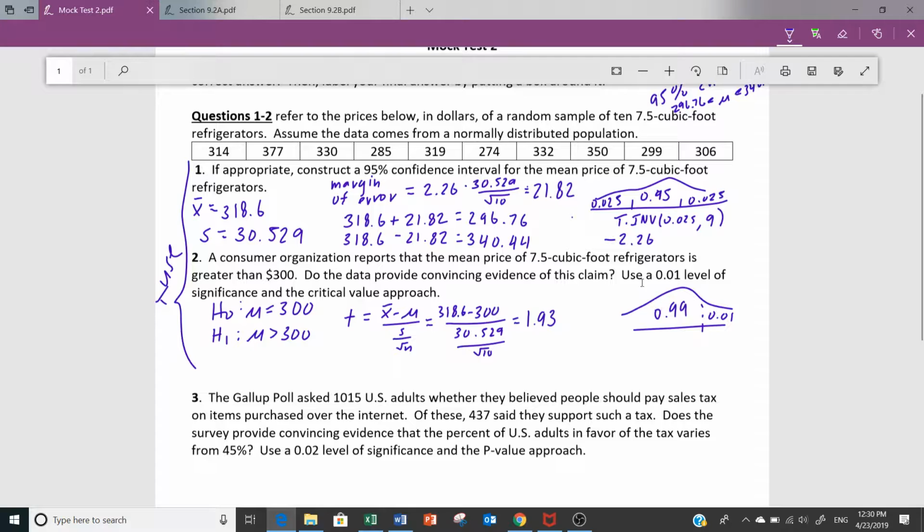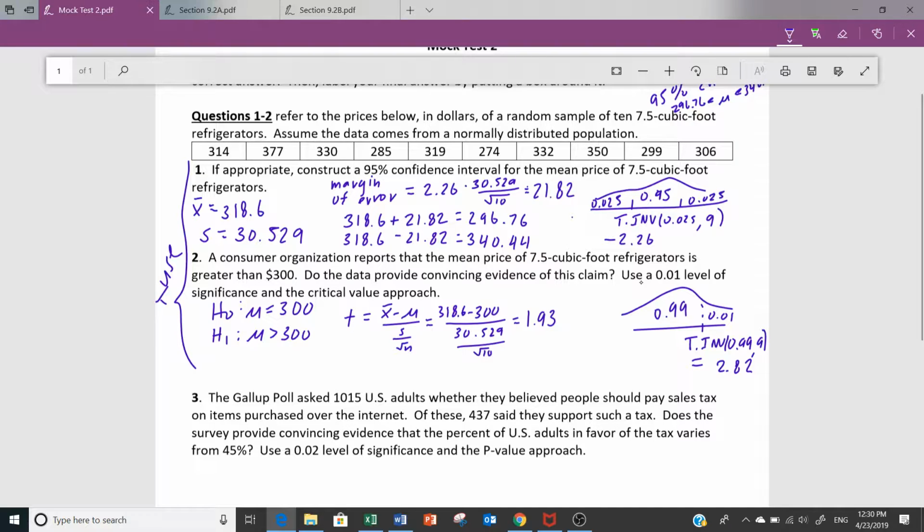Okay, when I do this, I'm gonna do t.inv of 0.99, comma 9, which is degrees of freedom, and that gives me 2.82. So that means extreme values are 2.82 and higher. And what was our value? Are we in extreme value? If extreme values have to be 2.82 or higher? No.